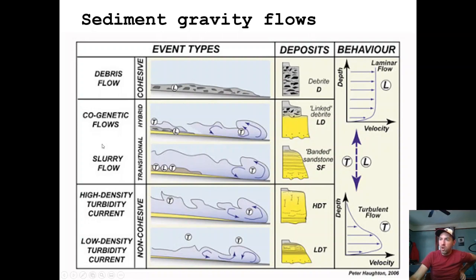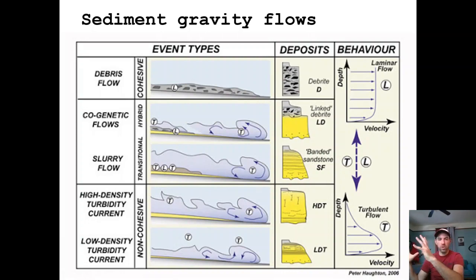You can get what are called hybrid or transitional flows. In this case, a cogenetic flow is one that has a turbidity current off at the front and then a debris flow that comes up in the tail. And so in this case, you might get that sandier, more sorted. And what happens in these turbidity currents is you get bedding that grades and fines upwards.